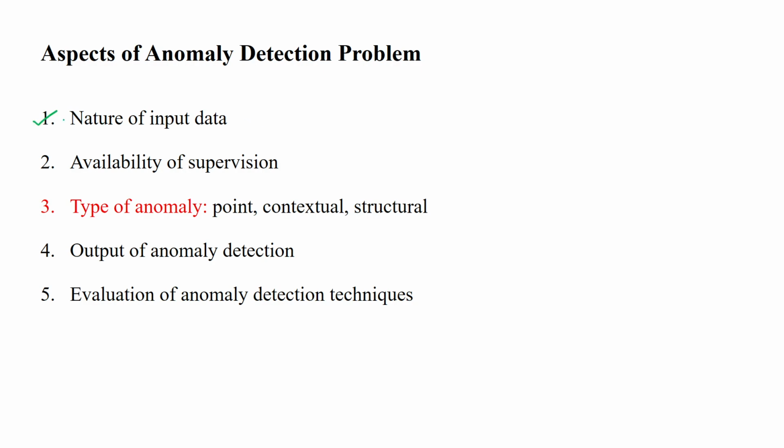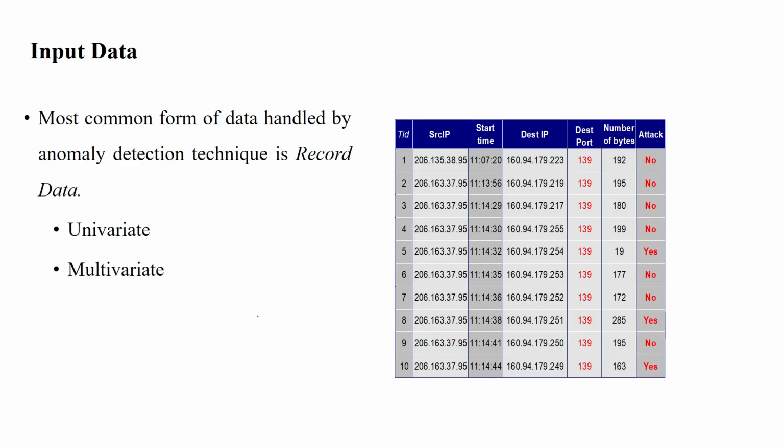First one is nature of input data. The problem will be defined based upon the given data set, either supervised labeled data set or unlabeled data set. Based upon that, we can define the problem and types of anomalies, either point anomaly, contextual anomaly, or structural based anomaly, and aspect of output. Here also we will define the problem and evaluation of different anomaly detection techniques.